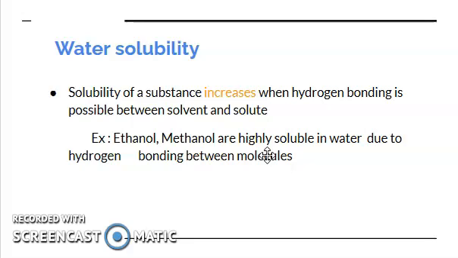Second one, water solubility. The solubility of a substance increases when hydrogen bonding is possible between the solvent and solute. For solubility, we need the interaction between the solvent and solute. So when there is a possibility of hydrogen bond between these two, obviously solubility increases. Example, ethanol and methanol are highly soluble in water due to hydrogen bonding between the molecules.